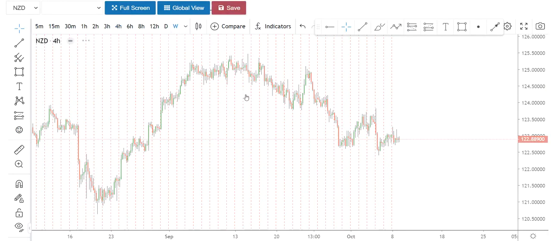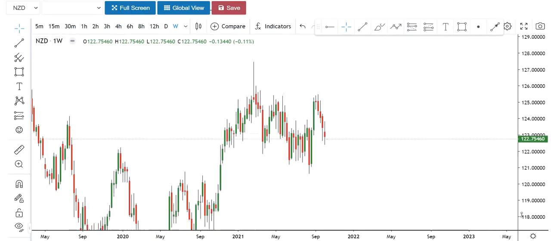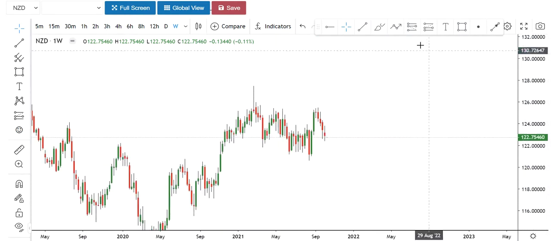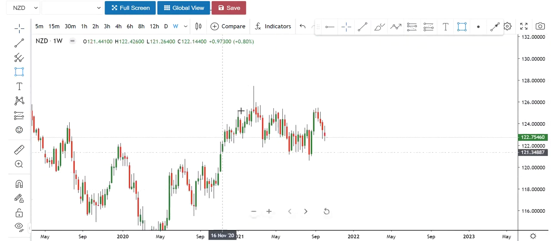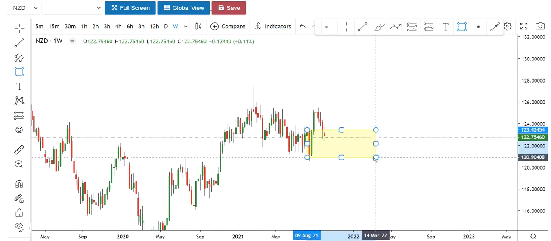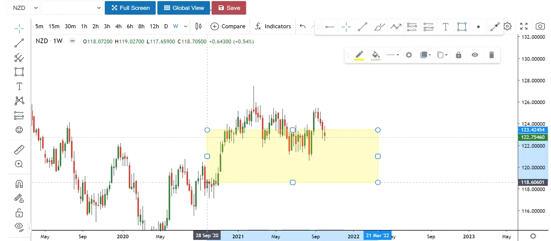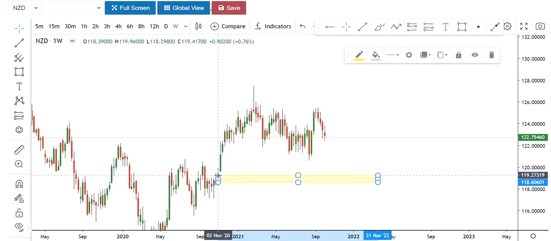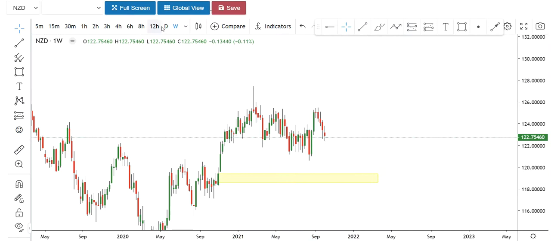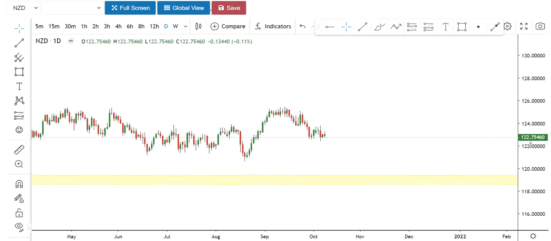Now if we go to the weekly time frame, what can we see? Now we can see that price has made a higher low. So we may expect that price will come down to this demand zone before moving upwards. But what do we see on the daily?